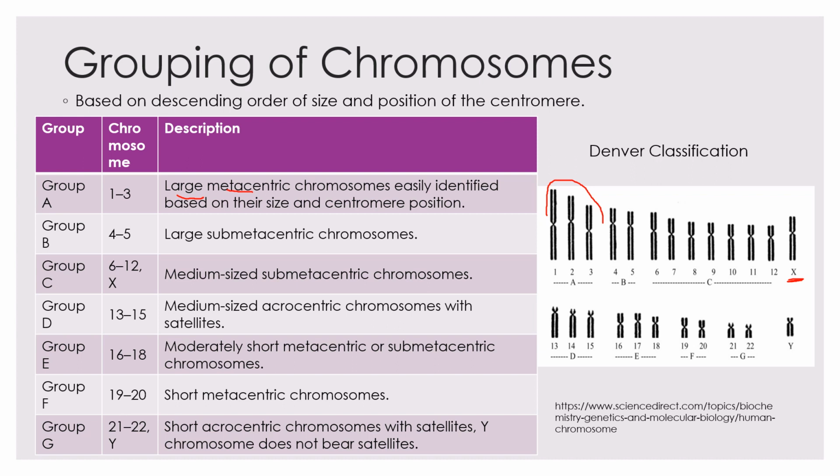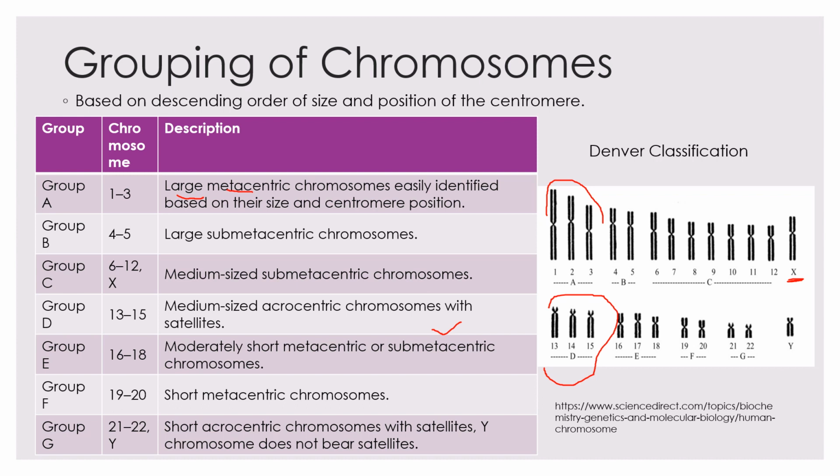Okay. 13, 14, 15. What kind of chromosomes are they? They are acrocentric. Are they very big? No. Are they very small? No. They are called medium-sized acrocentric chromosomes with satellites. These are classified as group D.